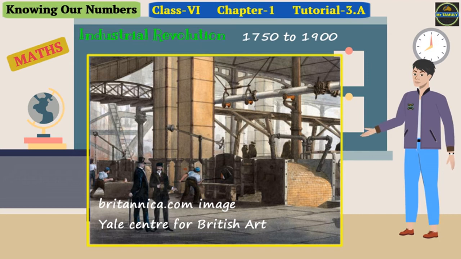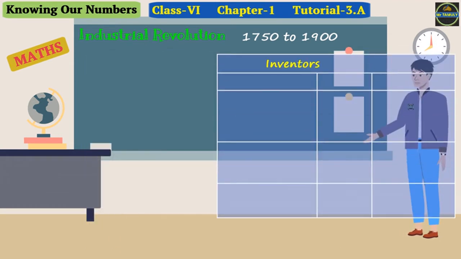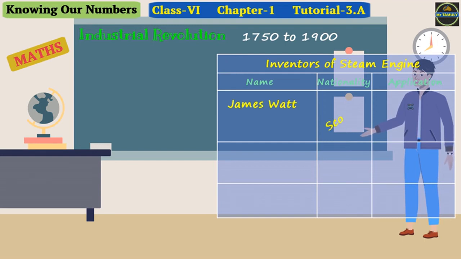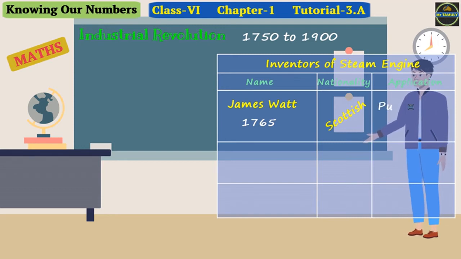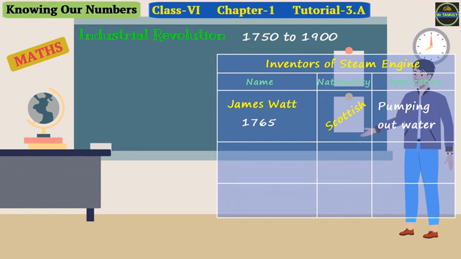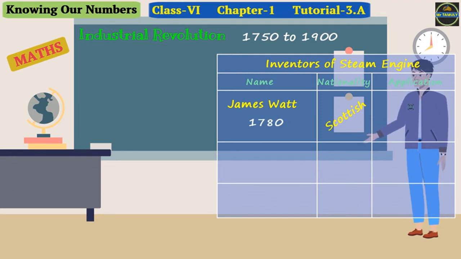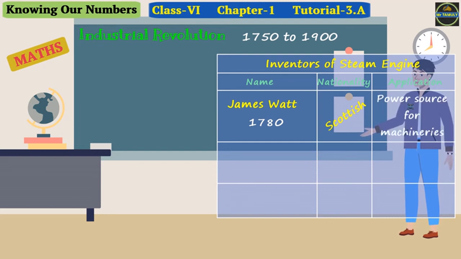One of the early inventions of the Industrial Revolution was the invention of the steam engine. James Watt, who was a Scottish national, designed and created an improved steam engine in the year 1765. This steam engine was used for pumping out water from mines, for example an iron ore mine. James Watt designed another version of his steam engine in the year 1780. This new steam engine soon found application as the primary source of mechanical power for running industrial machineries.